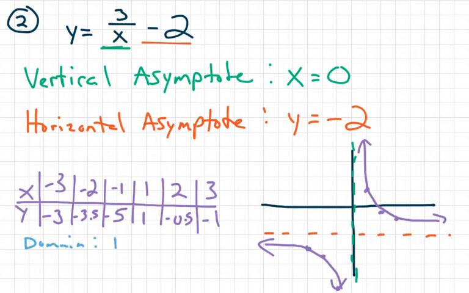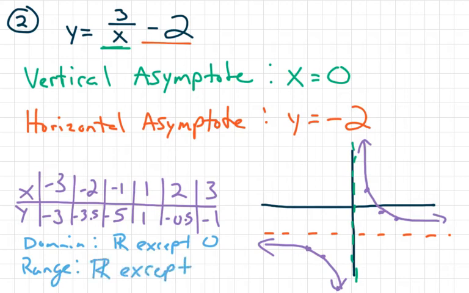Now, for number 2 here, the domain, I'm going to write this a little differently. The domain is going to be all real numbers again, except, well, what x value can't we use? In this case, it is 0. So all real numbers except 0. And then for the range, again, all real numbers except what y value won't we get to? Where's that horizontal asymptote? That would be at -2. So all real numbers except -2.